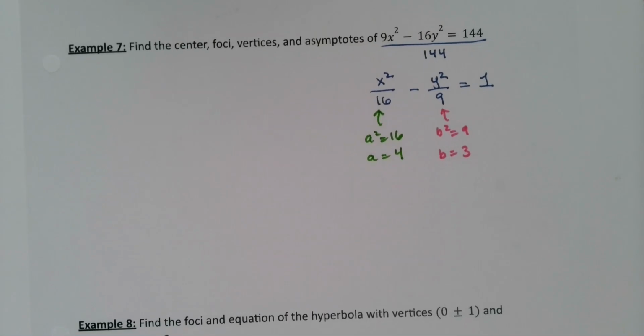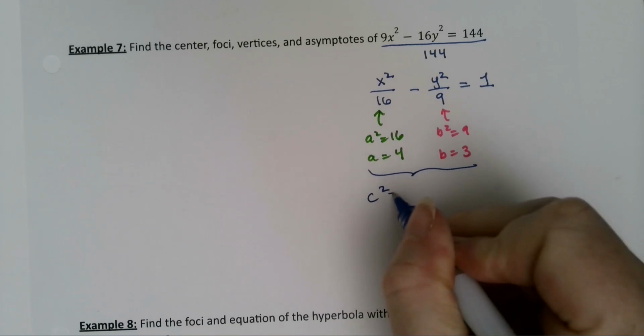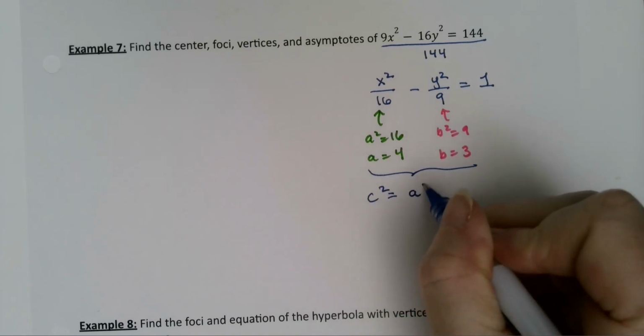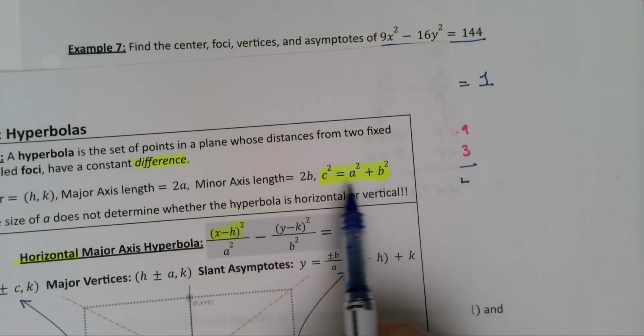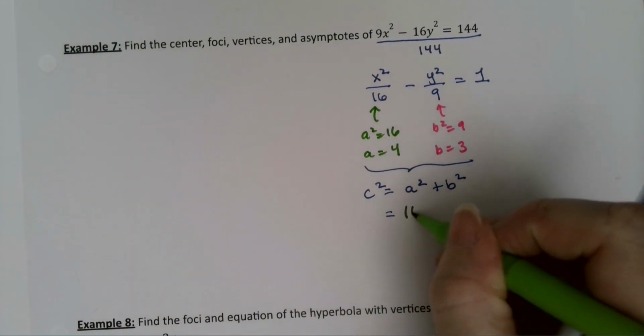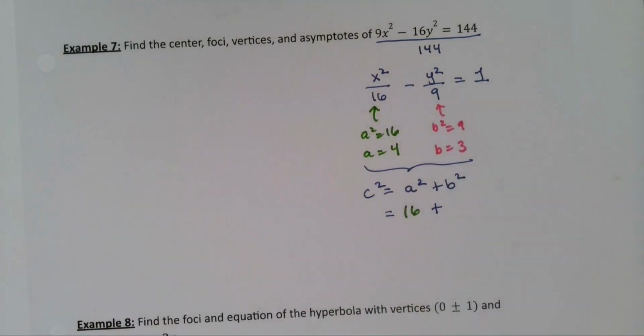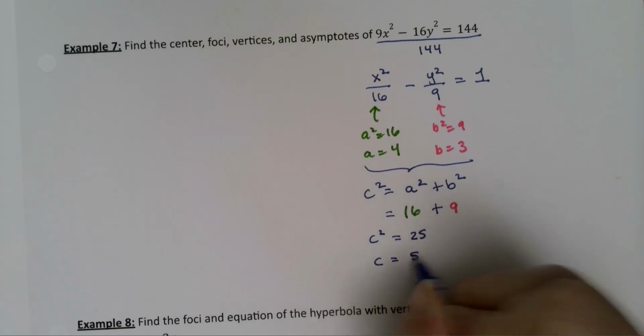Now, if we want to be able to find things like the foci, we're going to need C. So we'll need to take a moment and figure that out. So we know that C squared is equal to A squared plus B squared, right there for a hyperbola. All right, so that means that we have 4 squared, which is 16, plus 3 squared, which is 9. And when we add them up, we have 25. So C squared is equal to 25, so C is equal to 5.